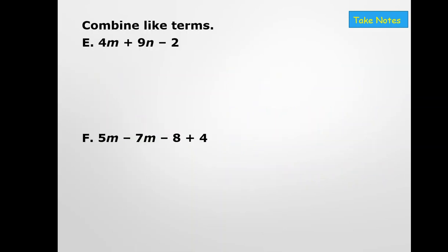Okay, so let's combine the like terms. Ask yourself, how many like terms does that expression have? Well, this has the variable m, and there are no other terms that have the variable m. This one has the variable n. There are no other terms that have the variable n. This is a constant term, and there are no other constant terms. And so that's what we had. There were no like terms.